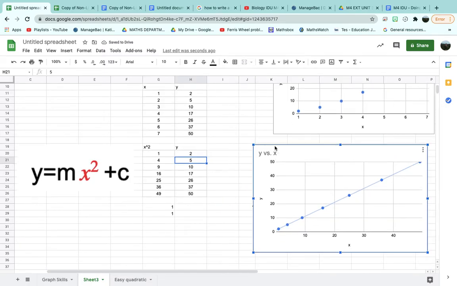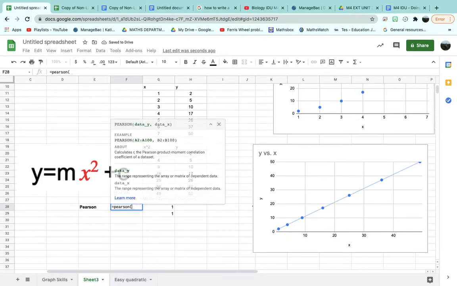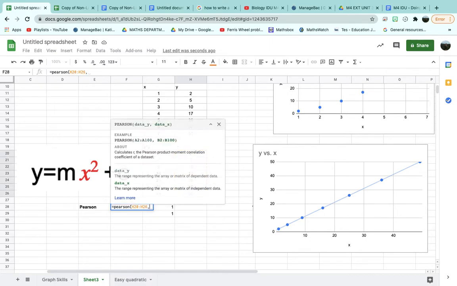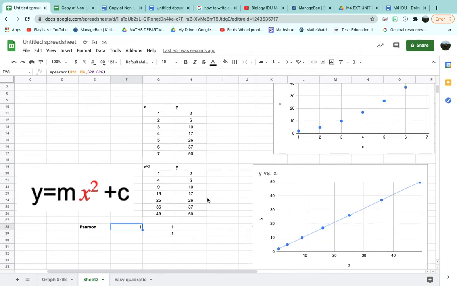So if I was to analyse Pearson, what I would do is the following. I'd type in equals Pearson, and it says you've got to select data y first and then data x. So data y would be this column, and then I'm going to put a comma and then data x, and then I'm going to press enter. And Pearson is exactly 1. So this is a perfect positive correlation.